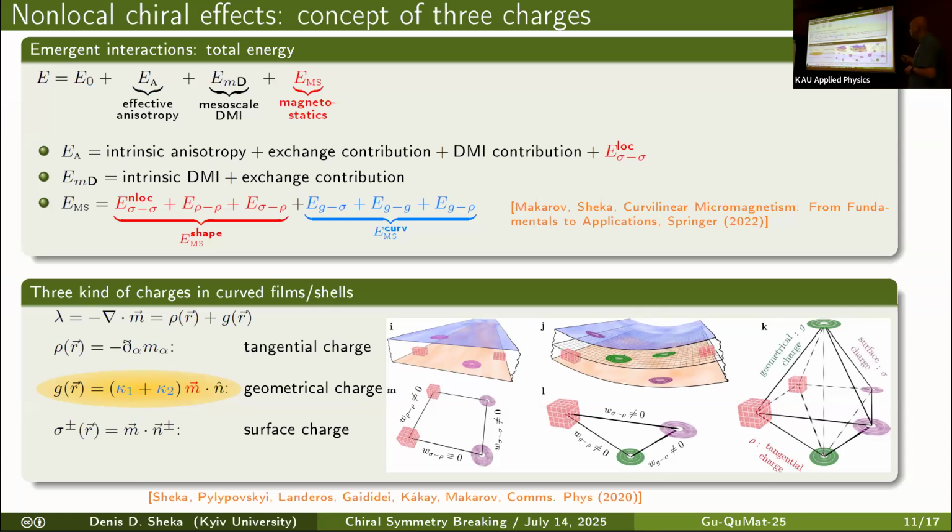There is only one local contribution, between surface charges. It contributes to anisotropy. We all know it, particularly the shape anisotropy. But all other contributions from the magnetostatics are essentially non-local, and they form a non-local shape contribution and a non-local curvature-induced contribution to the effective energy. Now we can analyze all these contributions and draw conclusions about possible effects.